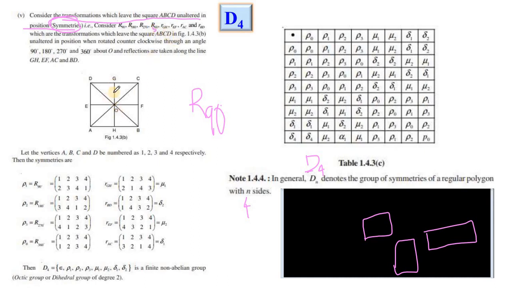And when you keep a mirror here, it will just reflect this. So again you will get the square only. On the other hand, even in this case also, when you keep a mirror over here, you will get this one. And in the same way here, when you keep a mirror, again you will get the square. So they are reflections about GH and EF.